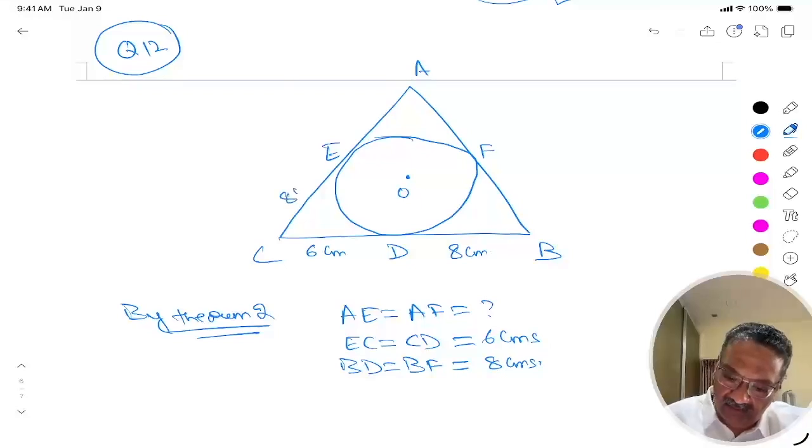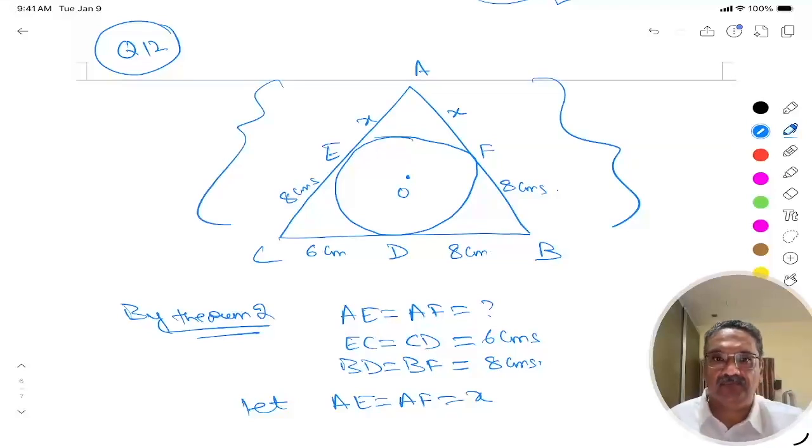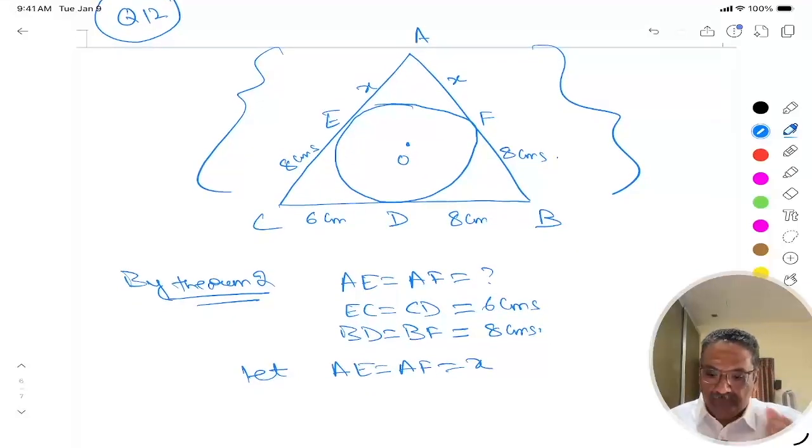So we've got this as 8 centimeters and this also has 8 centimeters. Now I will assume let AE equal to AF equal to X. So now if you find the value of X, we get the distance AB and AC. Okay. Now how do we find?